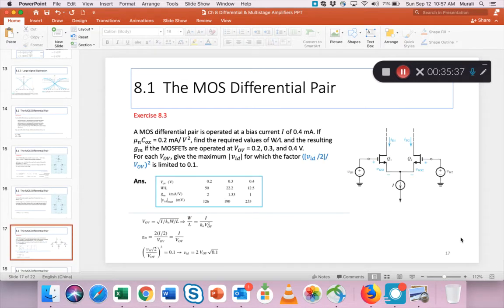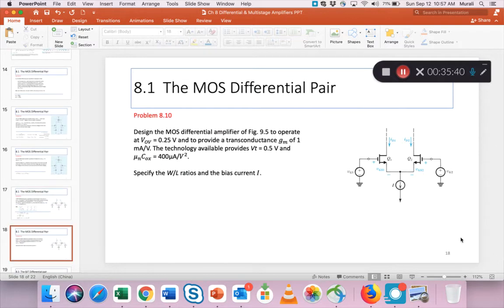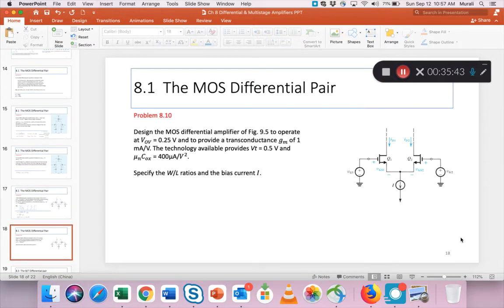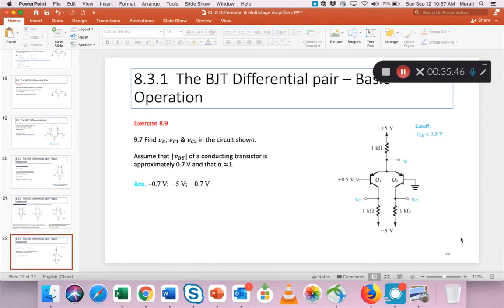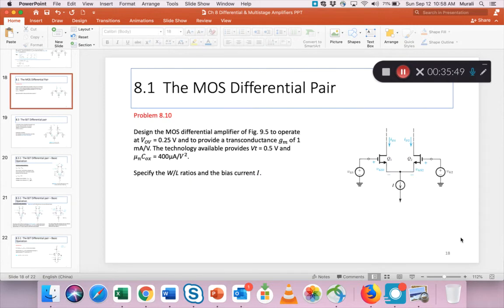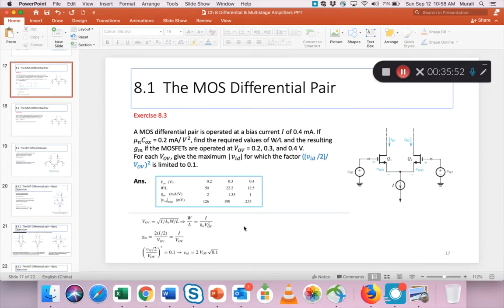So I've got one more problem, which is basically an exercise. Another problem 810. And I think I have one more BJT exercise. Okay. So 3 more. So let's try and finish those quickly. So exercise 8.3. Here we have a MOS pair. The bias current is given as 0.5. These other things are given. Find the required values of W by L and the resulting GM, the transconductance, if the MOSFETs are operated at VOV of 0.2, 0.3, 0.4.